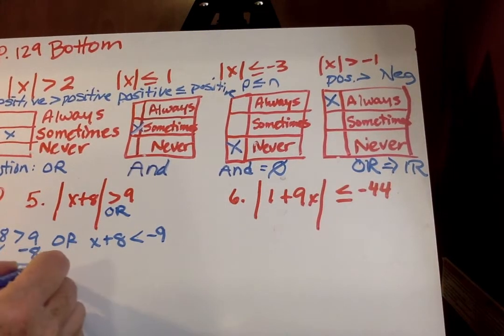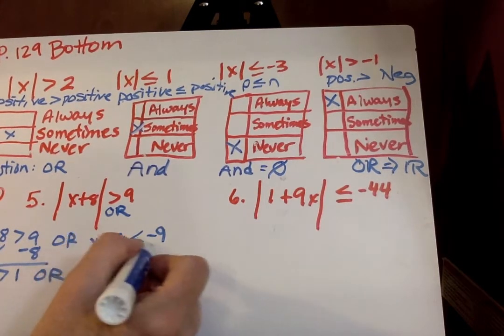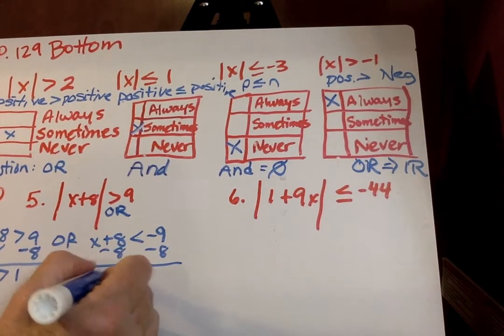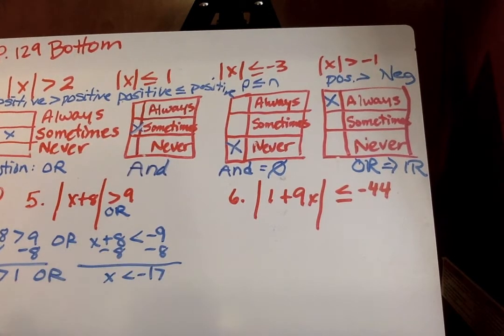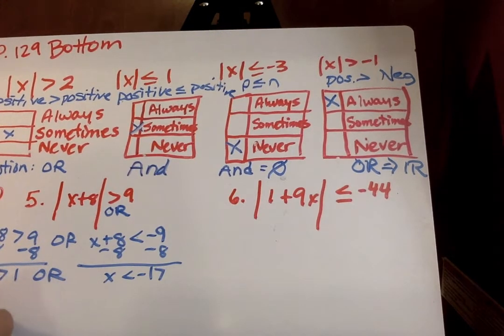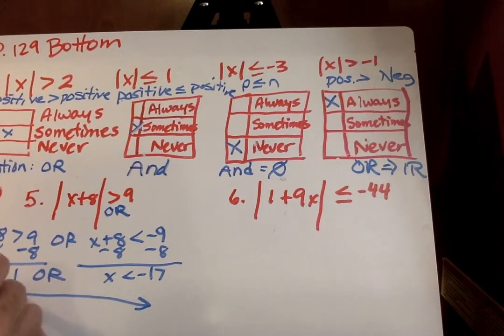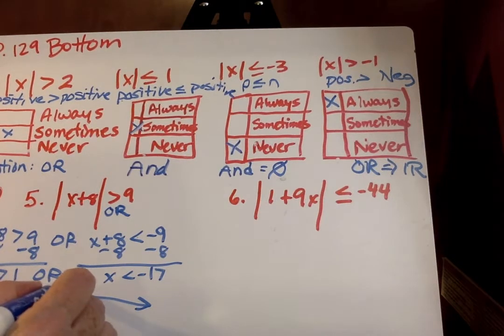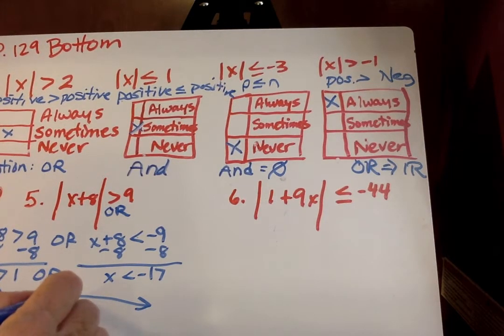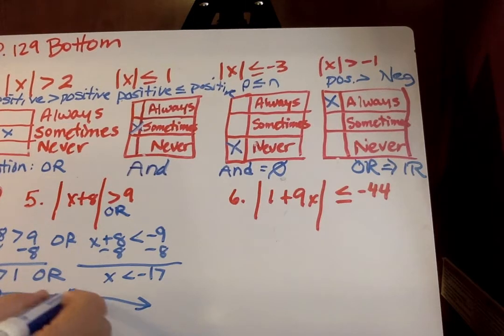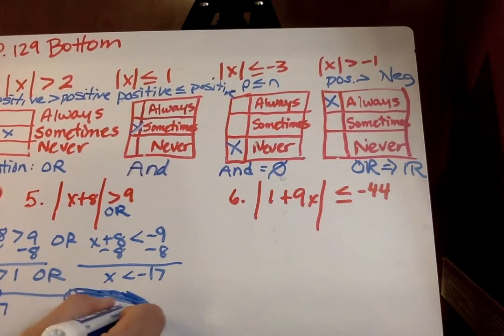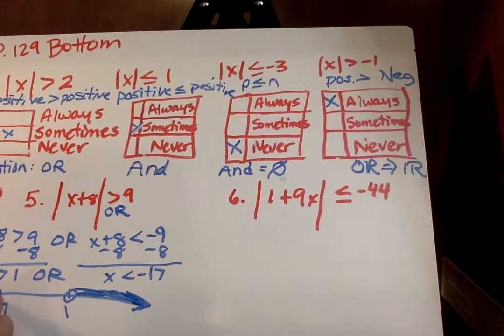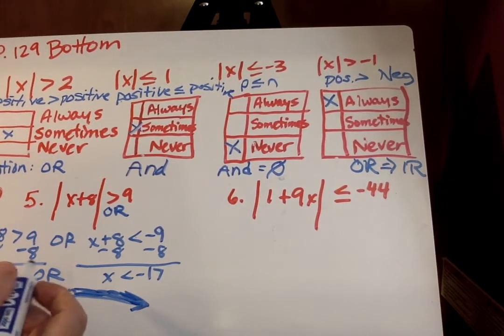X is greater than 1, or x is less than -17. Then we go ahead and graph that on the number line. -17, open dot. 1, is that an open or closed dot? Greater than 1, or x is less than -17. And that's what your graph looks like.